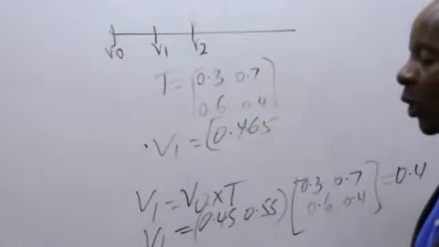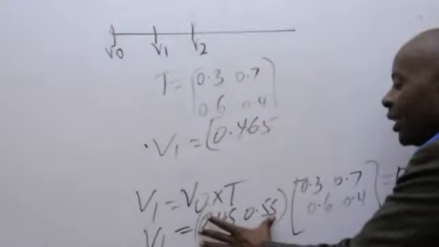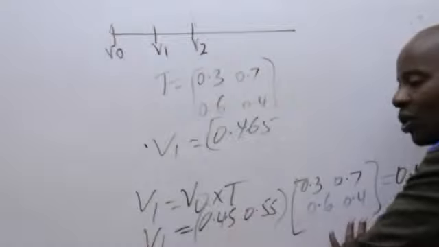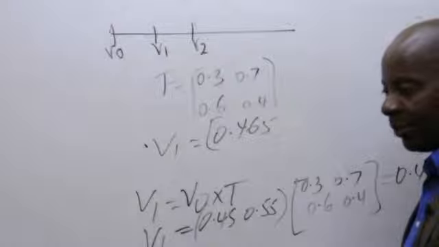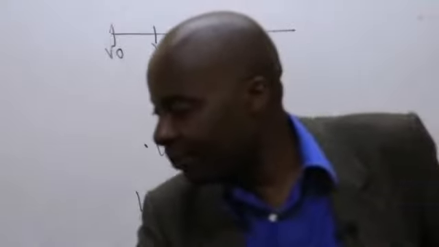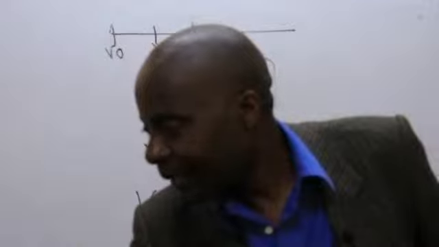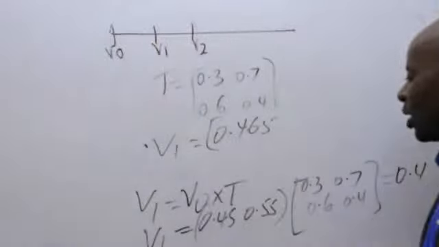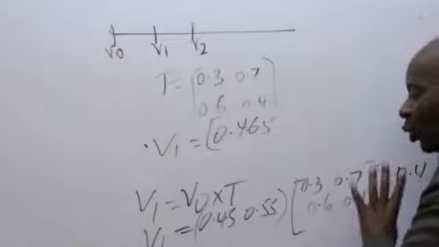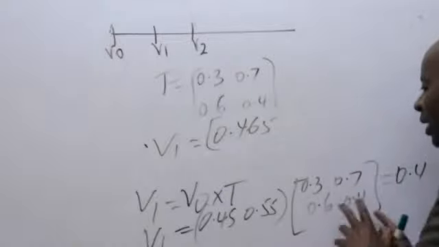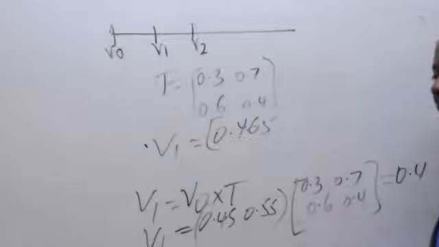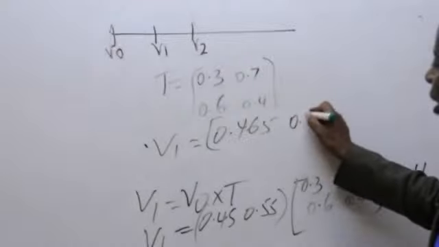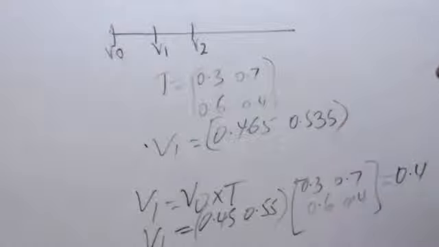How do I get the second component? To get the second component, I take this row by the second column. I hope they're able to follow. How do I do it? 0.45 times 0.7 plus 0.55 times 0.4. Please give me a figure. Denzel is giving me 0.535. So that is vector 1.